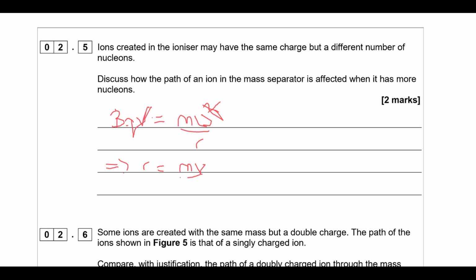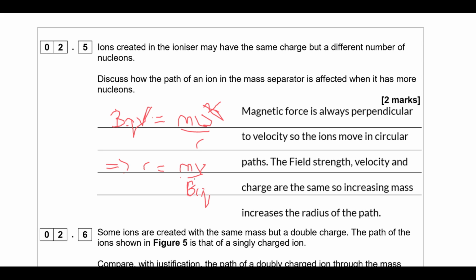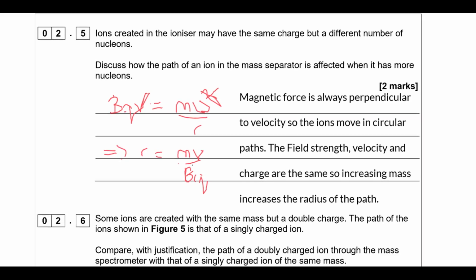r equals mv over bq. So the key thing here is B is the same throughout, so that stays the same. The charge is the same. The velocity is the same because we selected the right one. So essentially, if you increase the mass, you will increase the radius of the circular path. So let's get that down. All right, and that's what we've got there. So essentially mass and radius are directly proportional to each other.